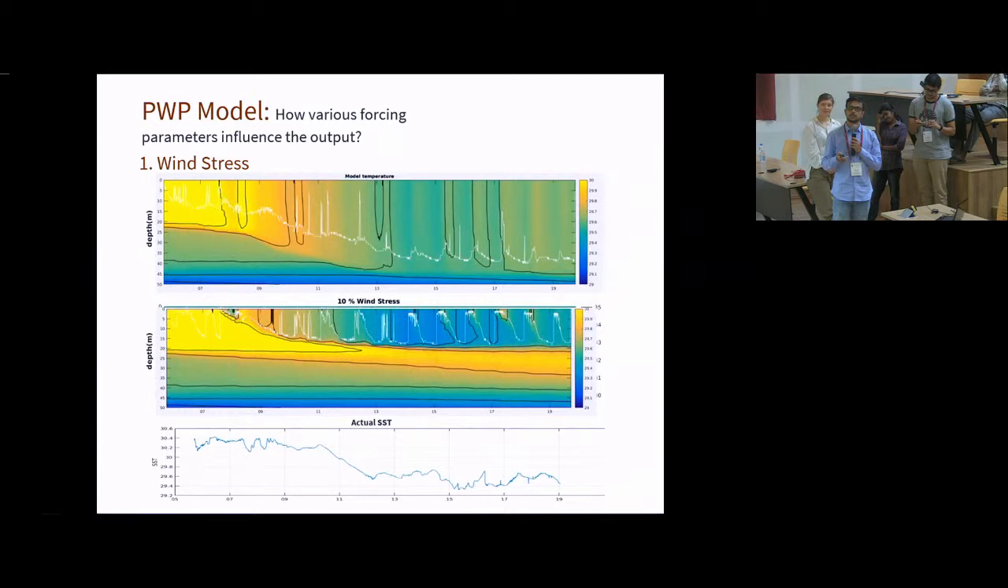So we reduced the wind to 10% of the value, and we saw that the mixed layer shallows, and we see the oscillations of the diurnal heating predominantly in the later part. We also see that there is a layer of a little warmer water because the mixed layer is not mixing too much into the deep. So this is what we saw in the model.